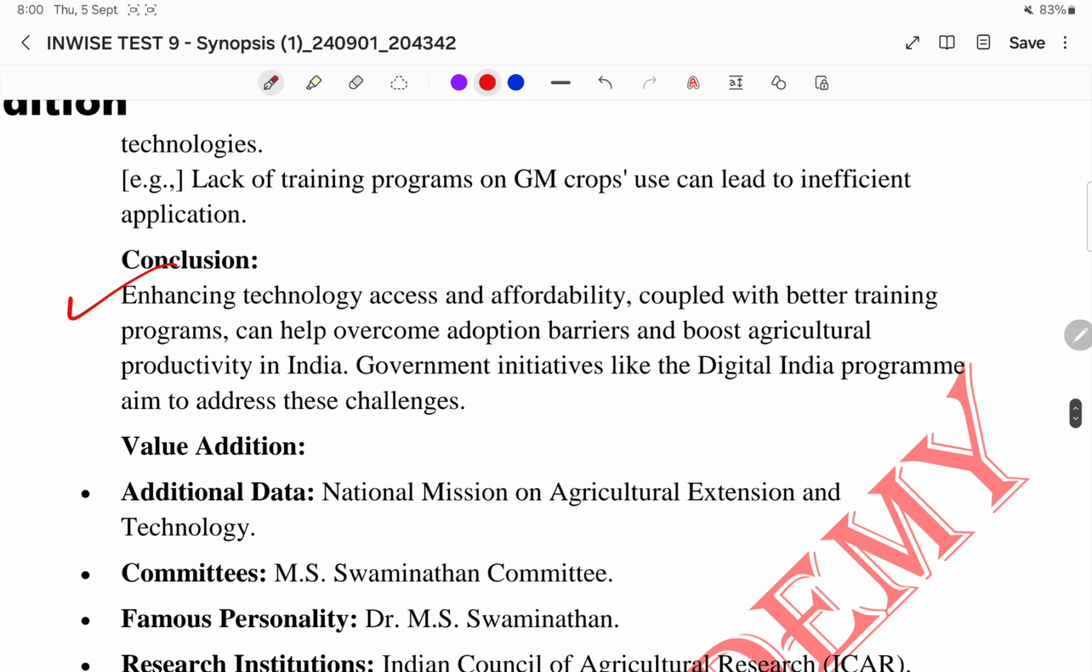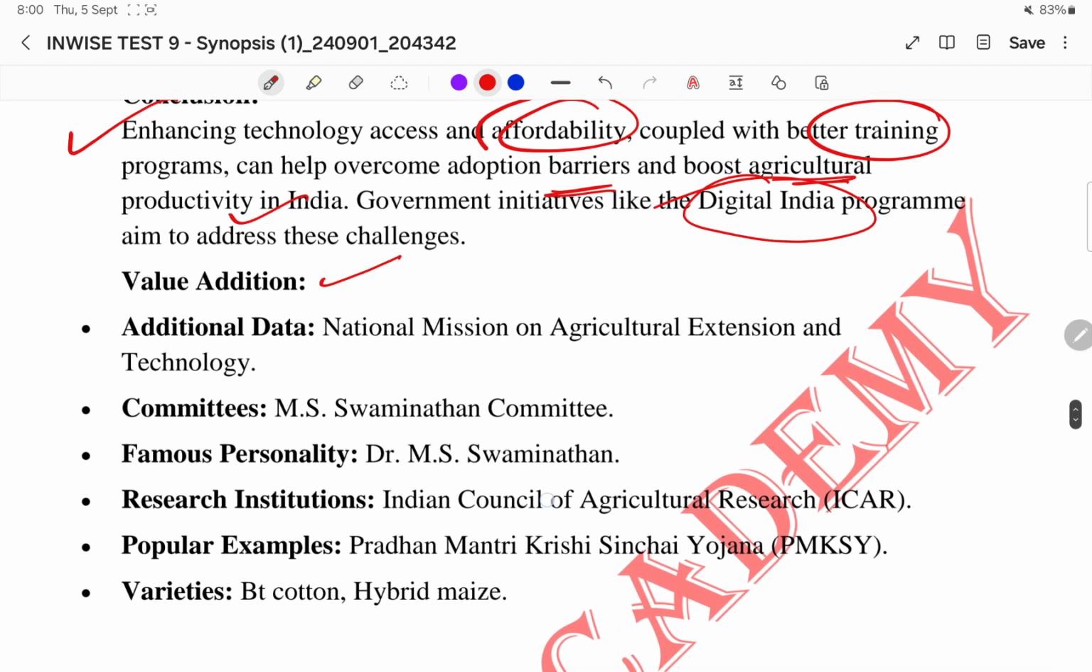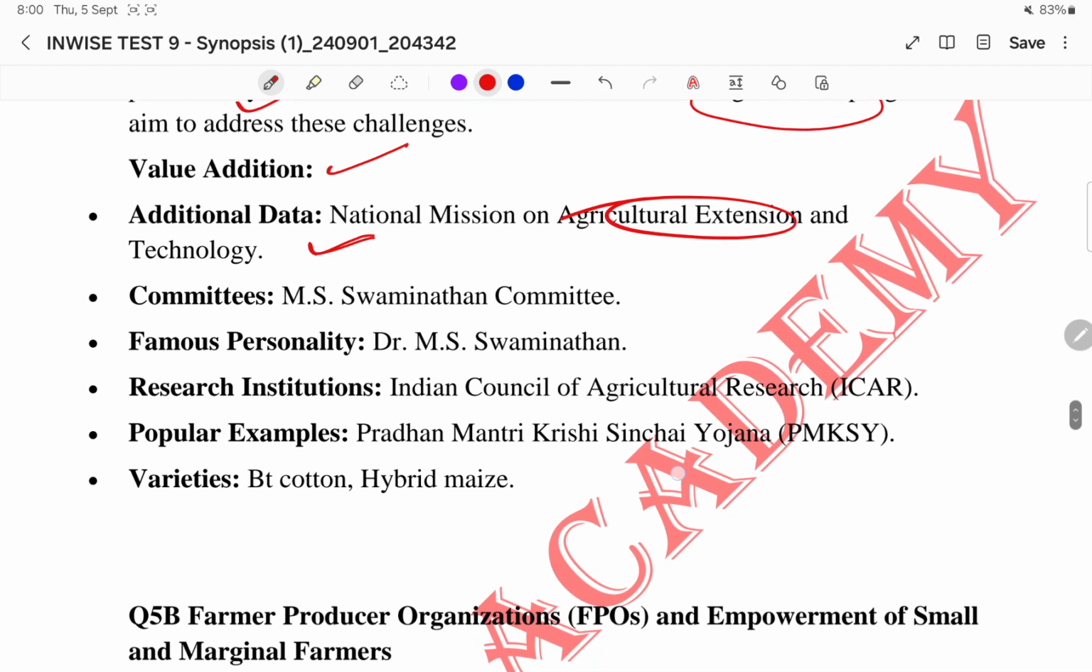Then conclusion: enhancing technology access and affordability, coupled with better training programs, can help overcome adoption barriers and boost agricultural productivity in India. Government initiatives like the Digital India program. Then come to value addition. Additional data: National Mission on Agricultural Extension and Technology. You can write that in your answers.